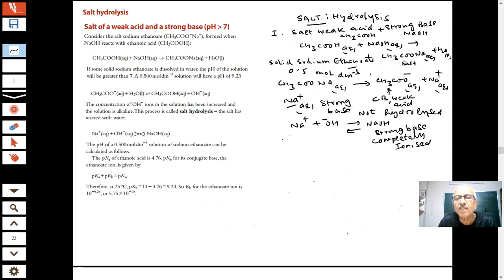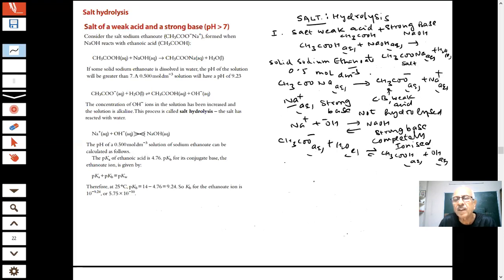But this is a weak acid's conjugate. What will happen to this? The conjugate base of a weak acid will react with water. What will be the product, students? It forms CH3COOH aqueous plus OH minus. Now you see the situation. This is a weak acid, and weak acids are very little ionized. So there is a net increase in the concentration of OH minus.